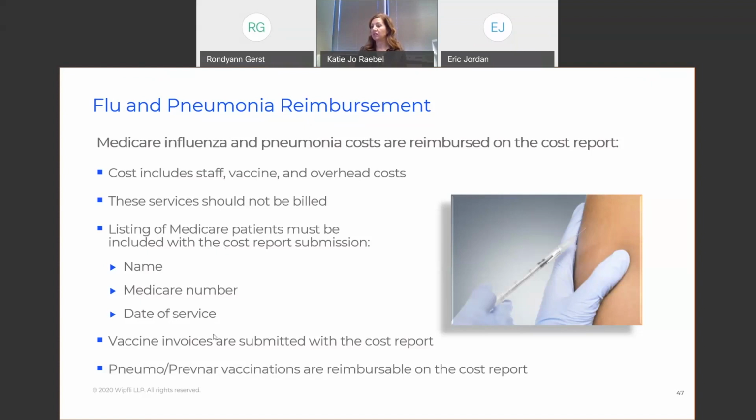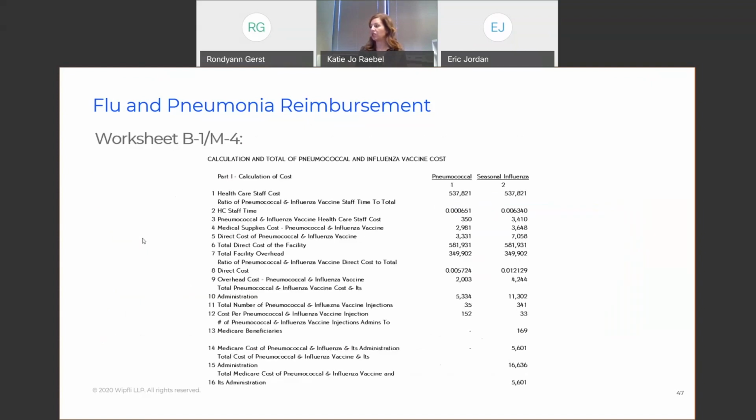One thing to notice is that we get paid for the Pneumo 13 and 23 on the Medicare cost report. And again, what we're arriving at is a cost per injection. This is a worksheet from the Medicare cost report where our end game is coming up with a cost per injection for flu and pneumonia. That is then applied to our Medicare injections that were performed during the year, and that's what we're going to get paid at the end of the year.